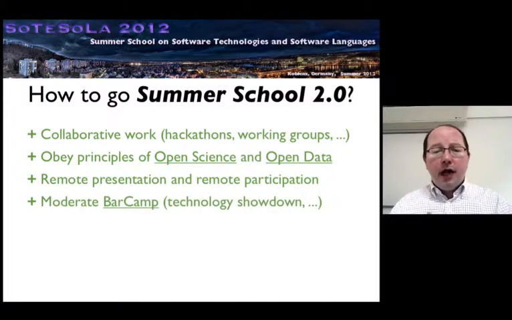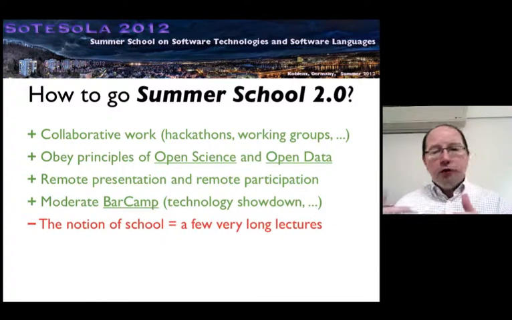Also think of the bar camp format, sort of an unconference format. Let me just summarize it by saying, the conference belongs to the participants. So as a participant, you are supposed to speak up and propose things and have some impact on what's going on in the technology showdown, in the working groups, and the hackathons. So please get involved.